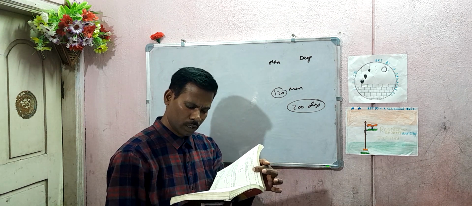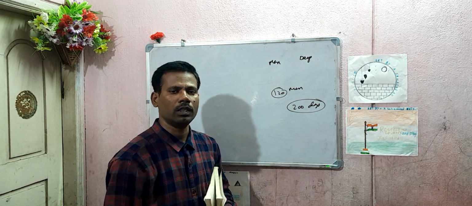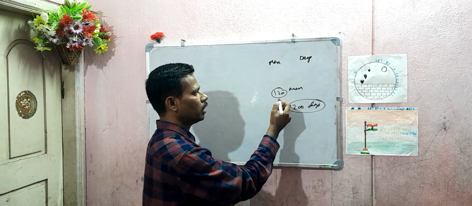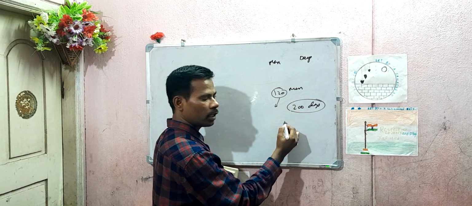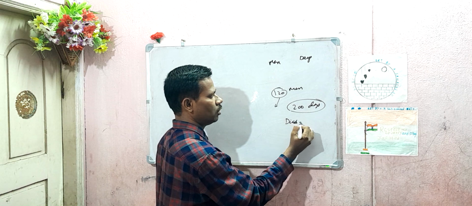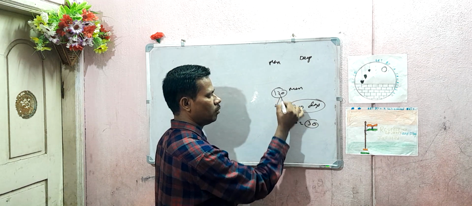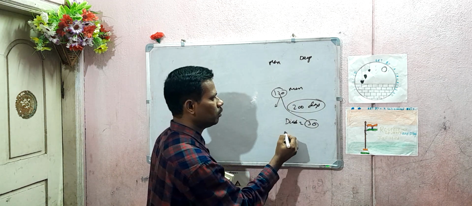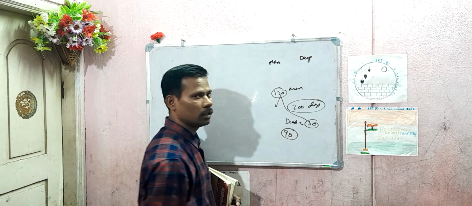After 5 days, what happened? 30 men died due to some disease. So 30 men died means how many men remaining now? Died is equal to 30. Out of 120, 30 died. So remaining will be 90.